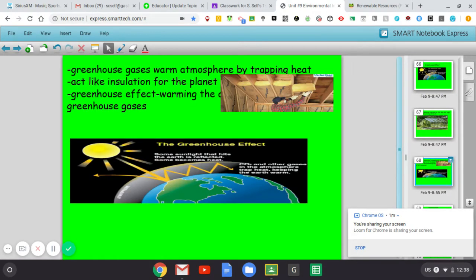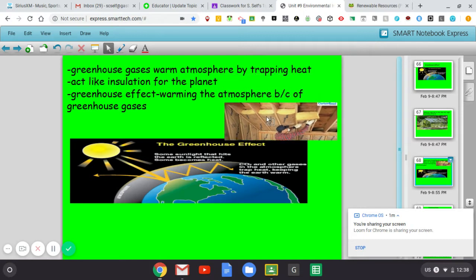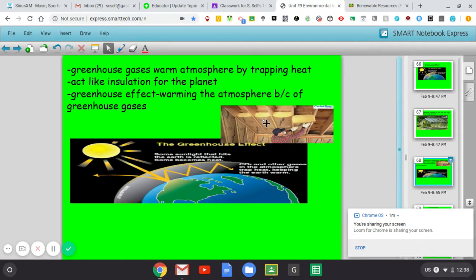So greenhouse gases, it says, warm the atmosphere by trapping heat. That's like insulation for the planet. So this is insulation for a house. Basically, what that does is it keeps the warm in during the winter and keeps the cold in during the summer. So it keeps stuff from getting out. And that's the same way it works with the Earth's surface. It keeps all of that warmth around the Earth's surface.